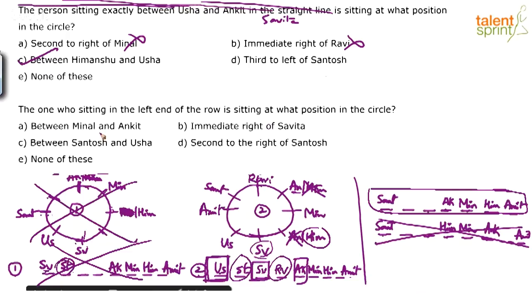Between Minal and Ankit? No, not between Minal and Ankit. Immediate right of Savita? No, immediate left of Savita. Between Santosh and Usha? How can Usha sit between Santosh and Usha? Remember, we are talking about Usha, the one who is sitting in the left end of the row. So replace that part of the question: Usha is sitting at what position in the circle? Usha cannot sit between Santosh and Usha. Second to the right of Santosh? Yes, second to the right of Santosh. You see, first and second to the right of Santosh. Usha is sitting second to the right of Santosh. Option D. Okay, so C and D.